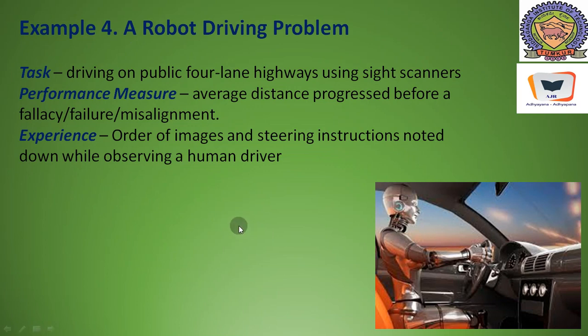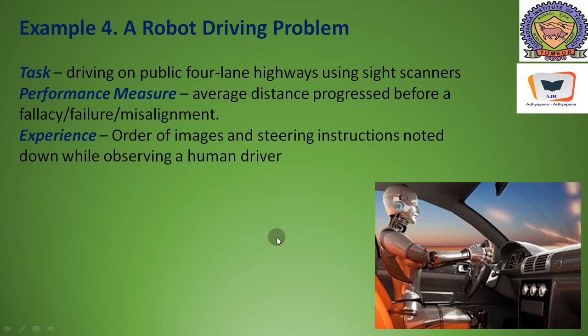Example 4, a robot driving problem. The task is driving on public 4-lane highways using sight scanners. Of course, a driving robot will essentially get its inputs from the sensors mounted on the car. It is like eyes for a human being.